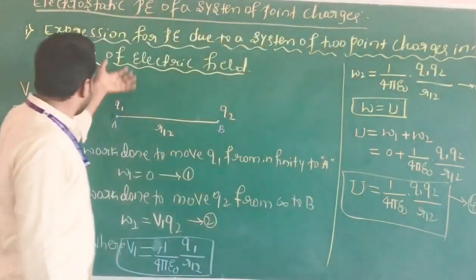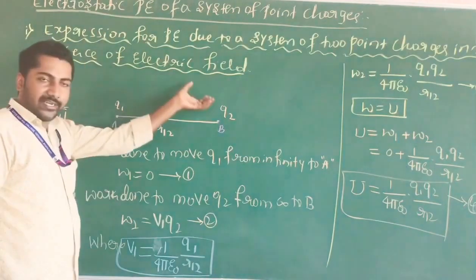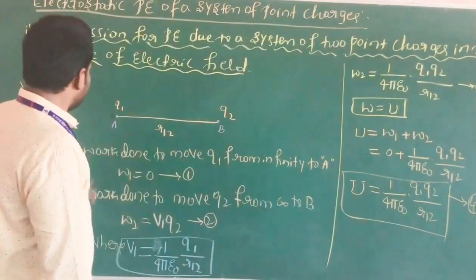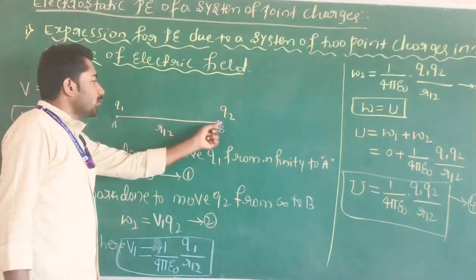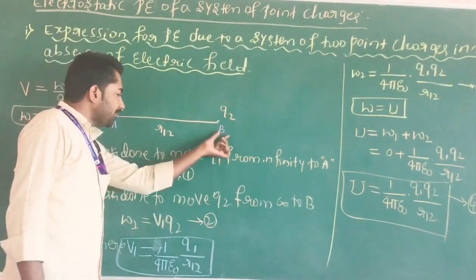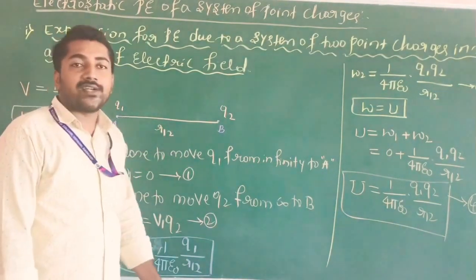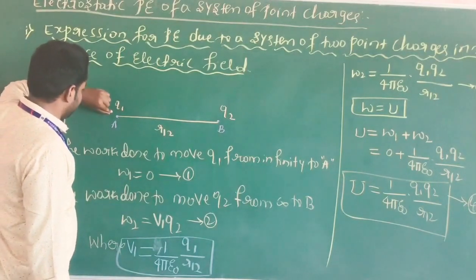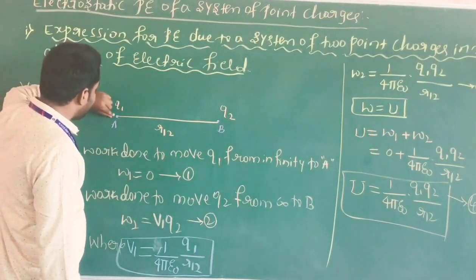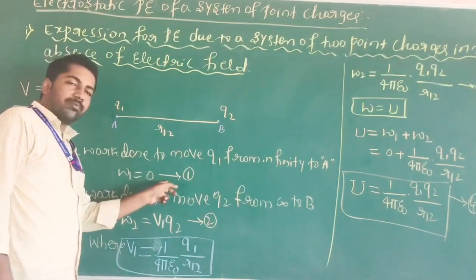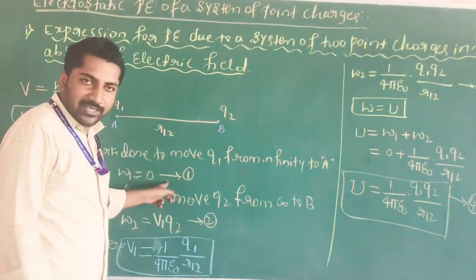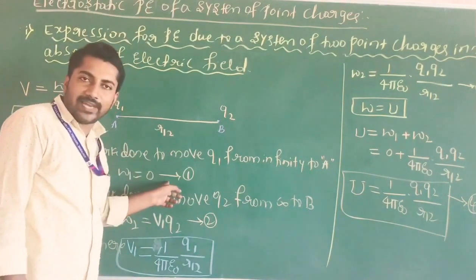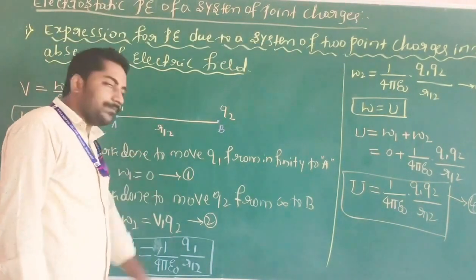In the first case, we will discuss the potential energy due to the system of 2 point charges in the absence of electric field. Consider 2 point charges Q1 and Q2 at points A and B. R is the distance between the 2 point charges. The amount of work done to move Q1 from infinity to point A, that is work done W1, is equal to 0 because there is no initial electric field. In this case, we study the absence of electric field. That's why W1 is equal to 0.